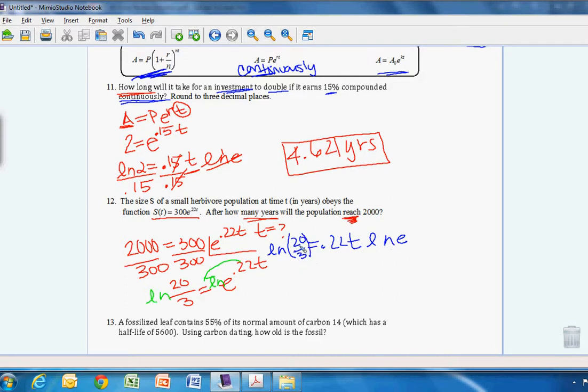If you plug that into the calculator and you already got some sort of decimal, that's totally fine. But you can keep it like this because you can plug it all into the calculator at the same time. The natural log of E goes away, and I'm going to divide by 0.22 on both sides. So T then is going to be about 8.623 years.